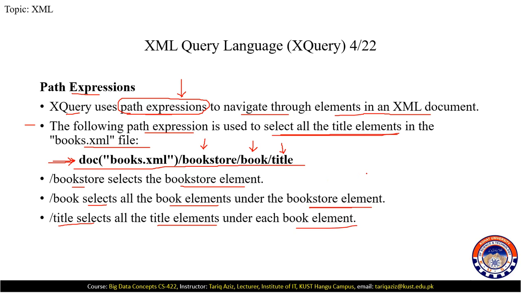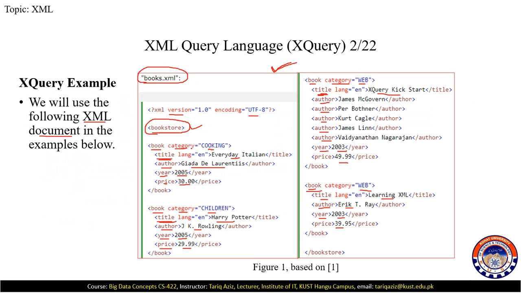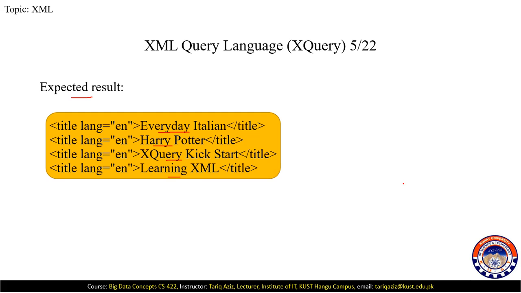So what is the result of the query? Dear students, this is the expected result of the query. This query returned all the titles of the books. Look at the first title, Everyday Italian, the second, Harry Potter, the third, this, and the fourth, this. If you go back to the document, the first title is Everyday Italian, the second title is Harry Potter, the third title is this one, and the final title is this one. So this query returned all these titles. This was our first query.